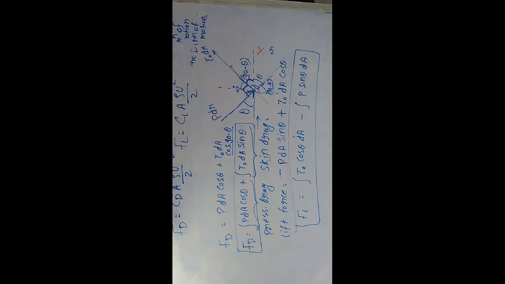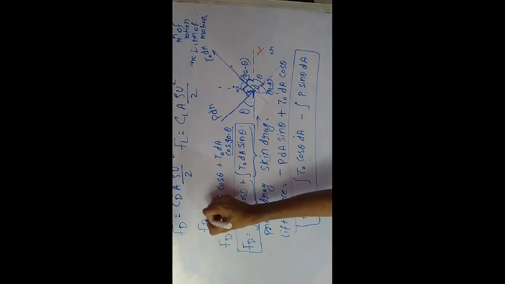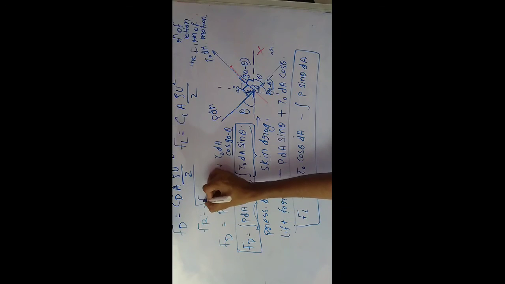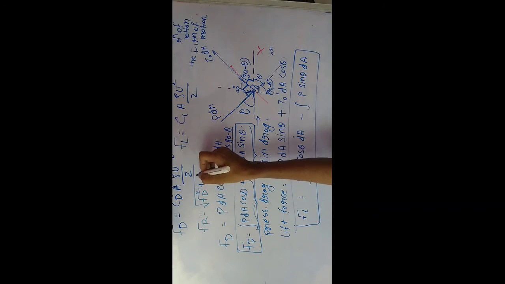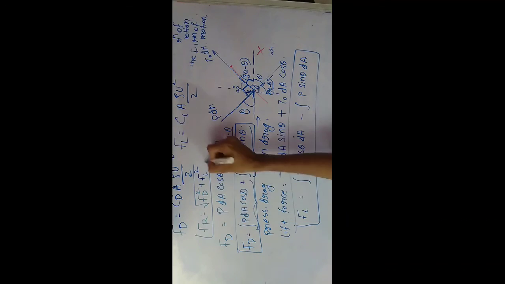The resultant force Fr is equal to the square root of drag force squared plus lift force squared. This is your resultant force. So in this way we have completed the components of drag force and lift force in the case of an immersed body.